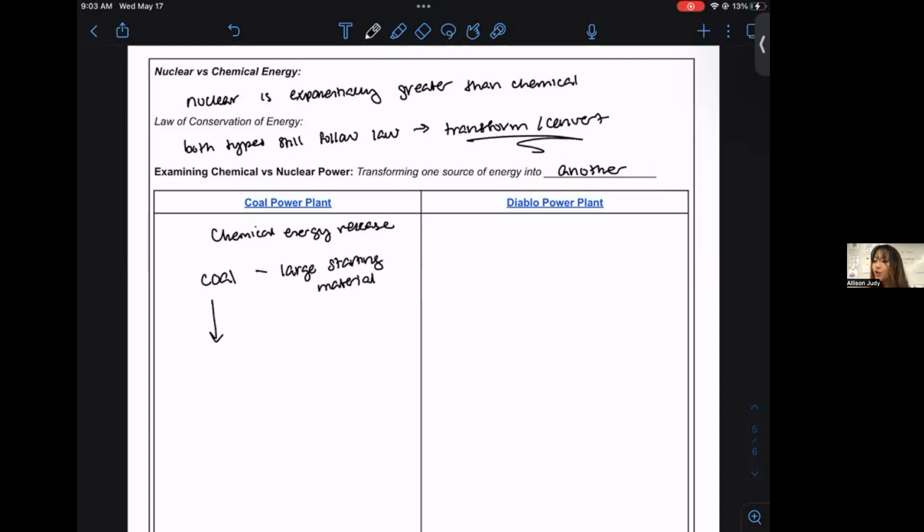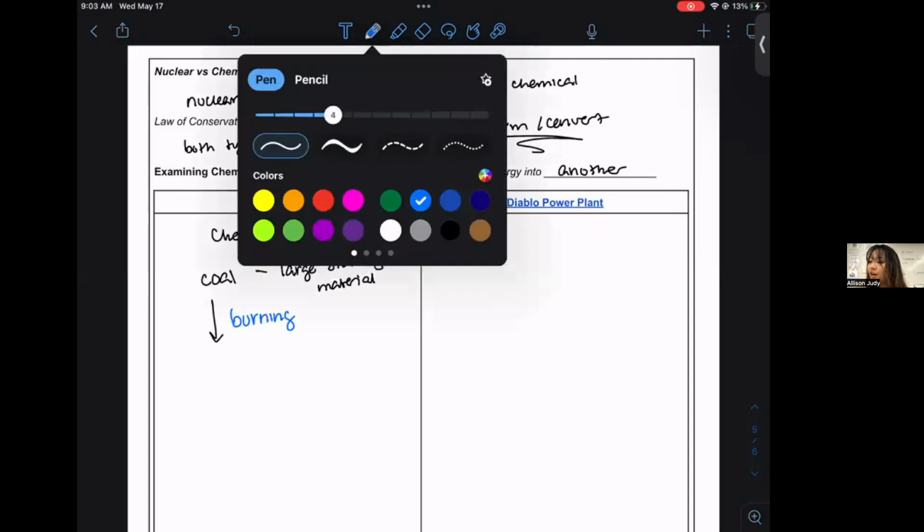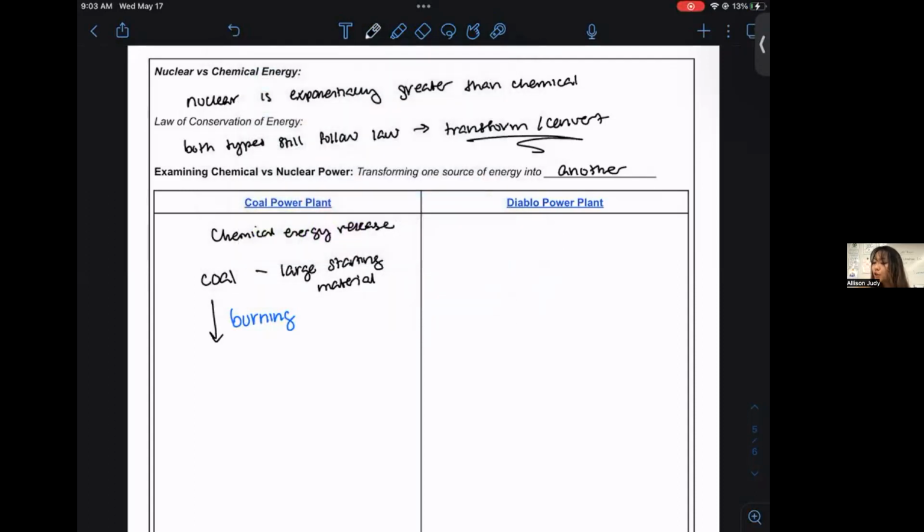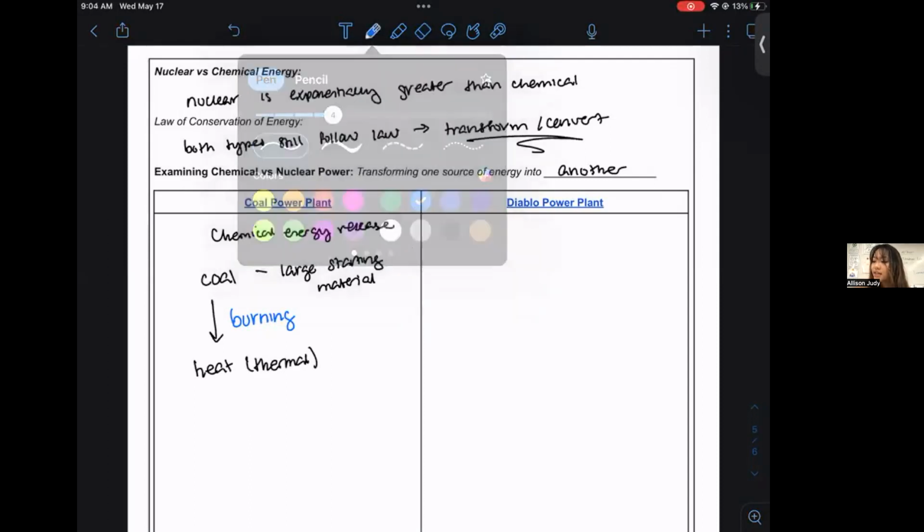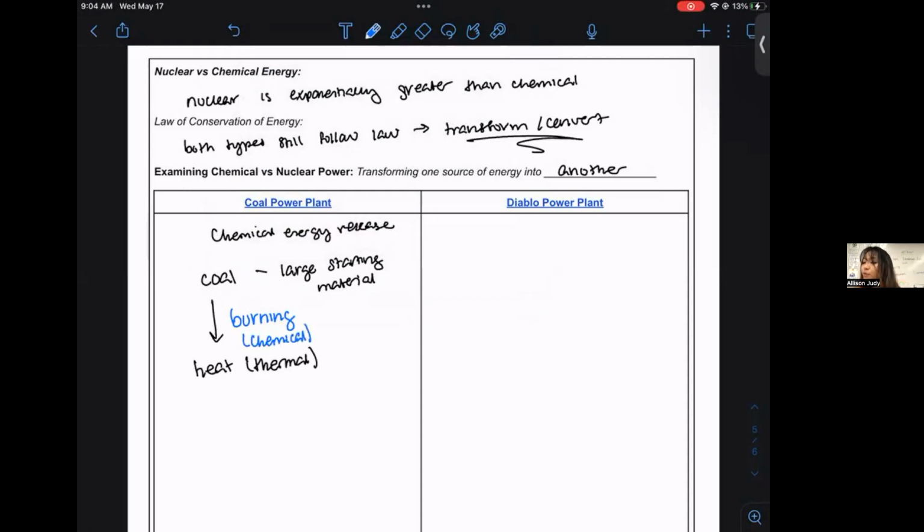What happens is the coal gets burned. If you're burning something, you are doing a chemical reaction. And what you are generating, when the coal gets burned, is heat. As a result, that is what we call thermal energy. So you're taking your chemical energy and turning it into thermal energy, represented by the creation of the steam, because you heat up the water, producing steam.